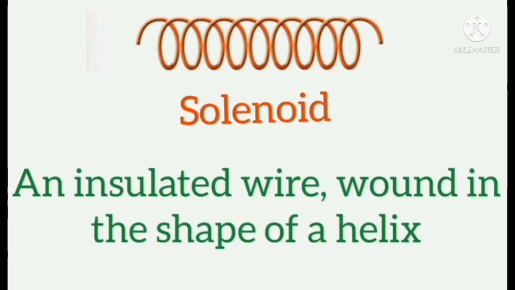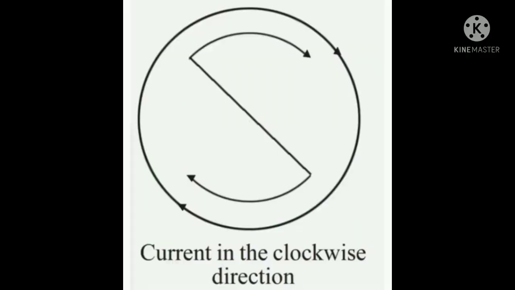Yes. Solenoid is an insulated wire wound in the shape of a helix. We know current is in the clockwise direction and anti-clockwise direction. When current is in the clockwise direction, see the direction of arrow marks. It looks like an S, that is denoted to south pole. When current is in the clockwise direction, we understood that pole is south pole.